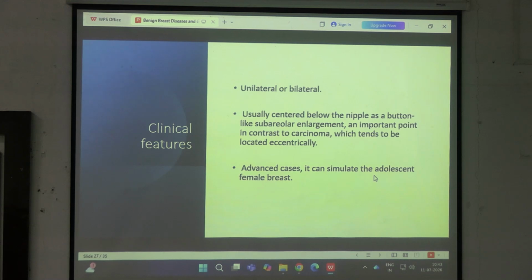So clinical features: it can be both unilateral and bilateral. They are centered below the nipple as a button or subareolar enlargement, and it is important to contrast this with carcinoma. In case of carcinoma, it will be eccentric, that is a peripheral location. But in case of gynecomastia, which is a benign condition, it occurs beneath the nipple, the subareolar location.